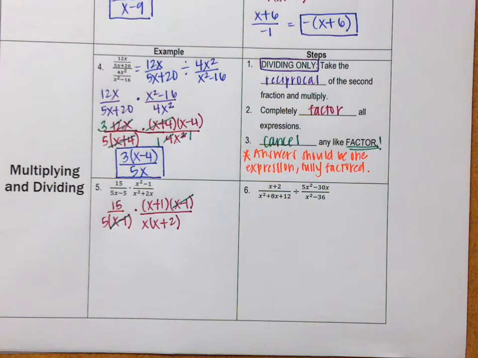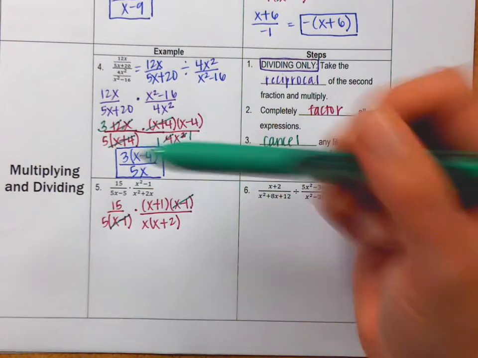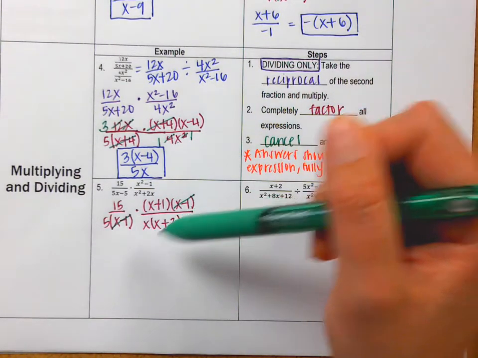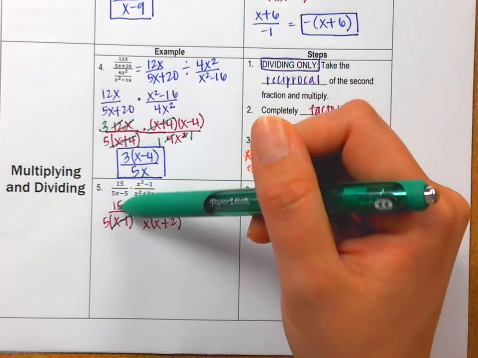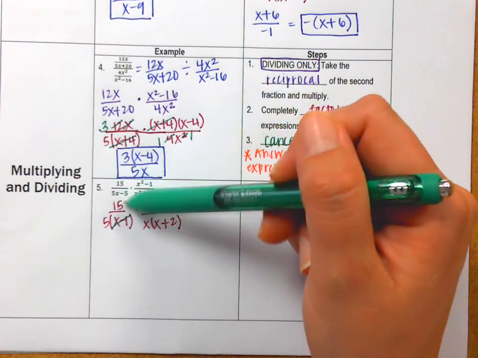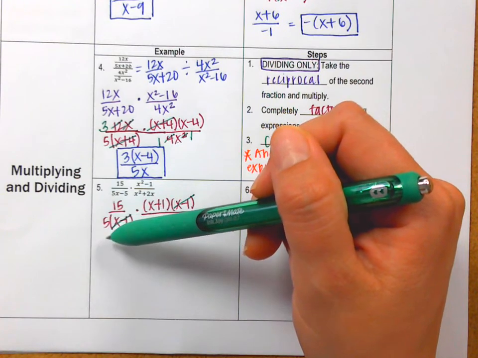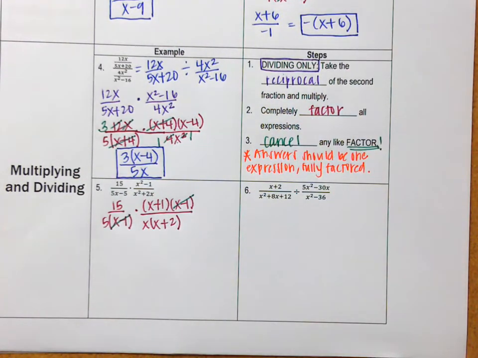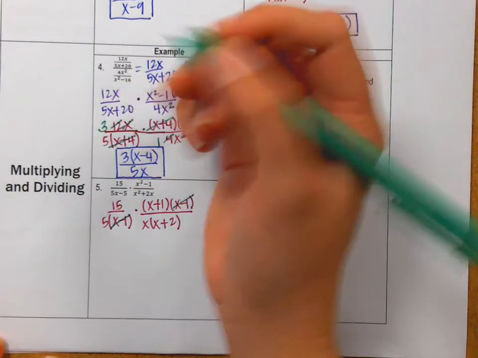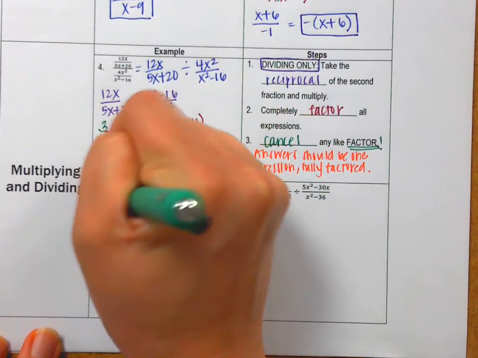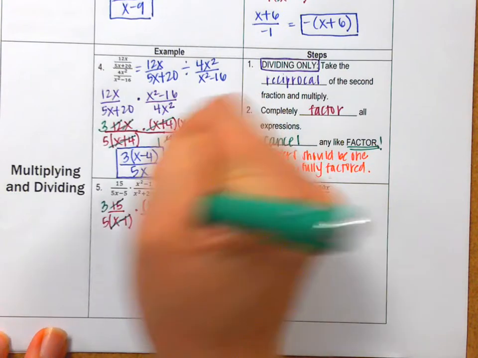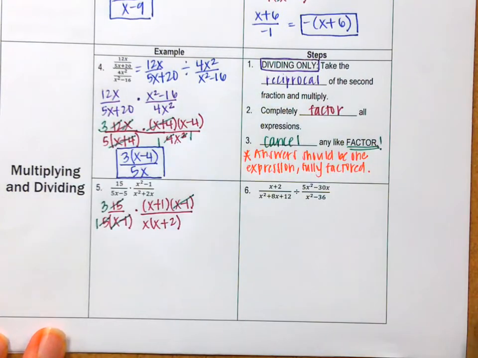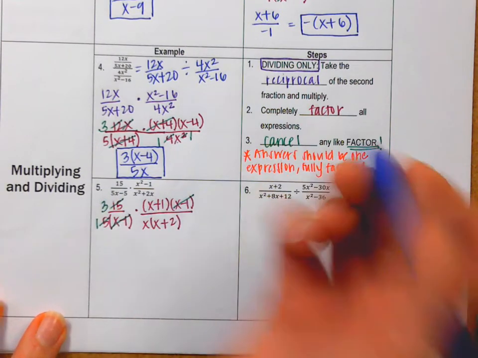Okay, then I think, can I cancel anything else? X plus 1, x plus 2, no, there's no other x anywhere. What about 15 and 5? 15 can be put in parentheses, 5 can be put in parentheses. There's no plus or minus attached to it. So I can actually simplify those. 5 goes into both of those. So 15 divided by 5 is 3, and 5 divided by 5 is 1. And so now I just write it as one expression, fully factored. So 3 times x plus 1.